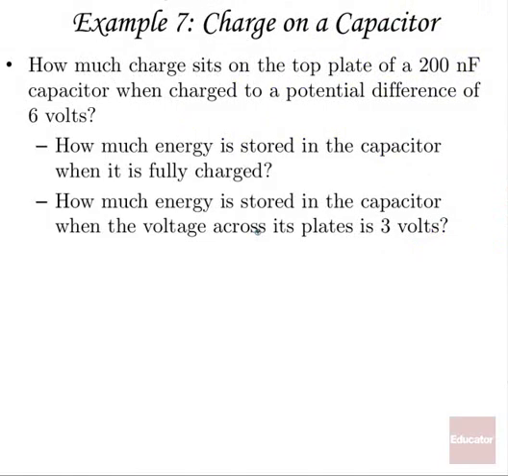All right, looking at the charge on a capacitor. How much charge sits on the top plate of a 200 nanofarad capacitor when charged to a potential difference of 6 volts? Well, let's start there. C, capacitance, is 200 nanofarads, or 200 times 10 to the minus 9 farads. Potential difference, V, is 6 volts.